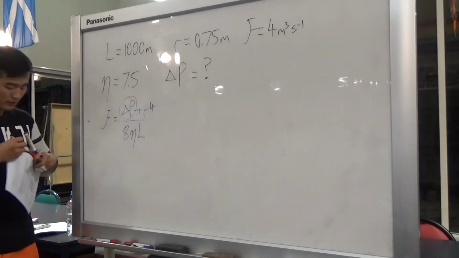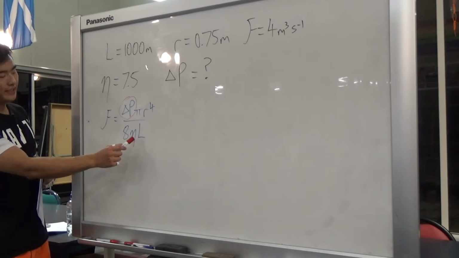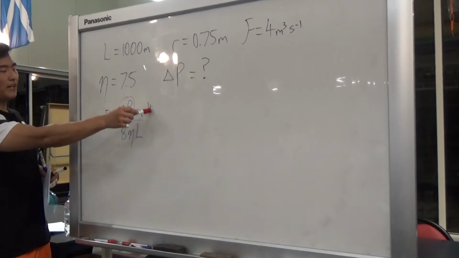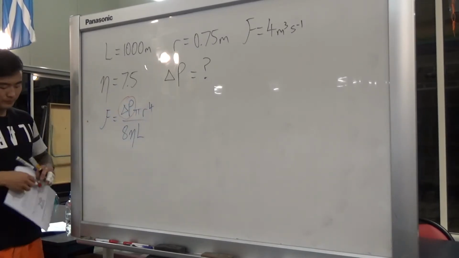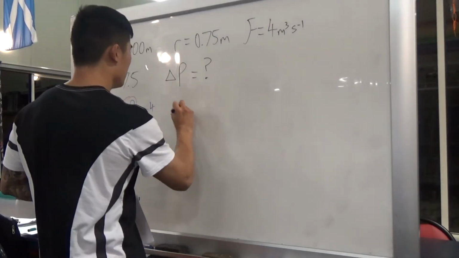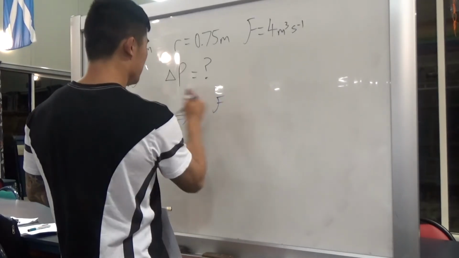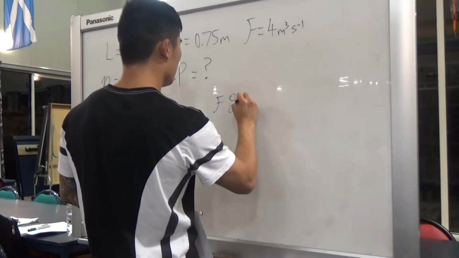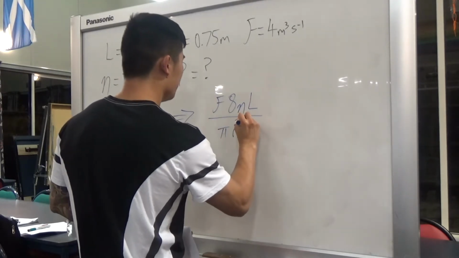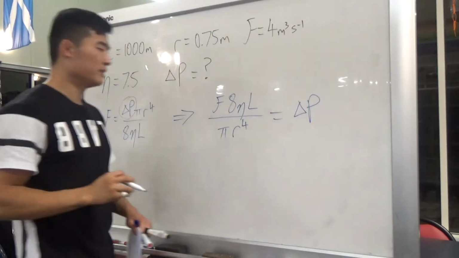So we want to get delta P. So 8 viscosity and the length are going to go to the top here, and the pi r to the 4th power is going to come down to the bottom. Okay, so that's going to become flow rate. So 8 viscosity and L is going to go to the top, and that's over pi r to the 4th power, which is equal to delta P. Okay?